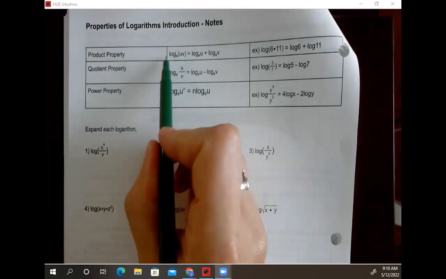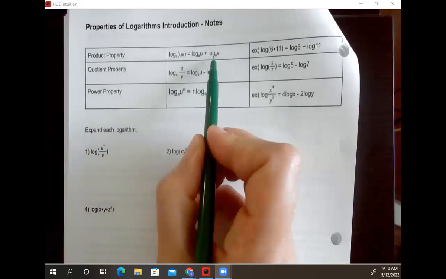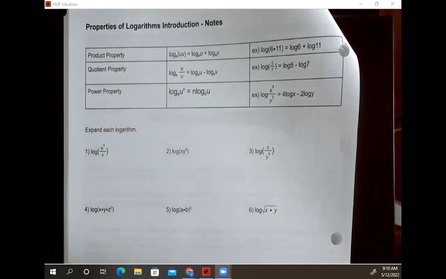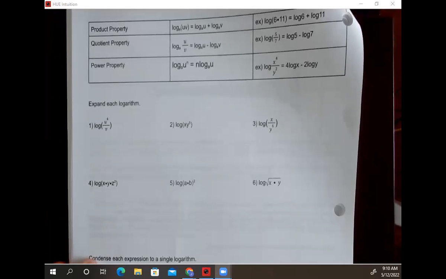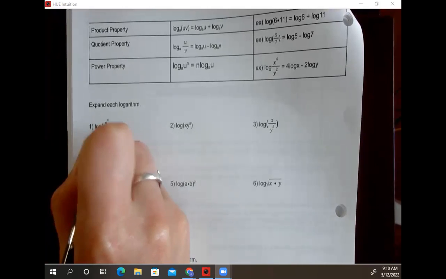If I go from something like this to something like this, that's called expanding. If I go from multiple logs down to a single log, or I go from a coefficient to now a power on a log, that's called condensing. Okay, so we're going to start with just some practice problems using these properties. So number 1, it says expand each logarithm. So that means I'm going to stretch these guys out. I want very simple arguments. That's the idea here for expanding, is I want the argument of the log to be as simple as it can. So for number 1, I've got division here, and then this guy also has an exponent.